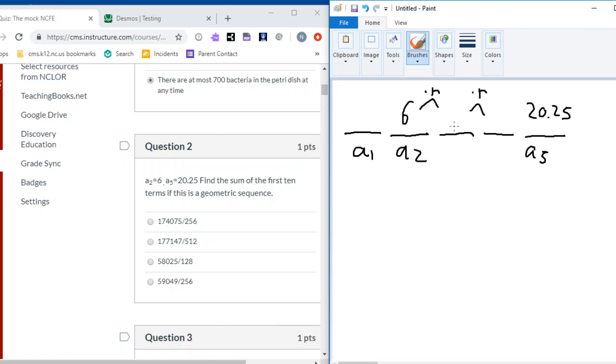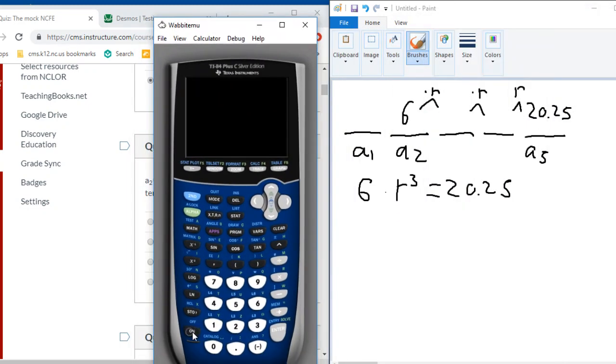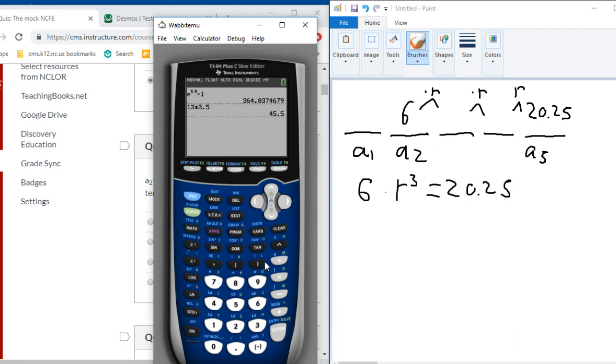So 6 times r is the third term. 6 times r times r is the fourth term. 6 times r times r times r is the fifth term. So that means 6 times r cubed is equal to 20.25. And I can do some calculations here. I can divide each side by 6: 20.25 divided by 6. That's just r cubed. And then I take the cube root to find r.